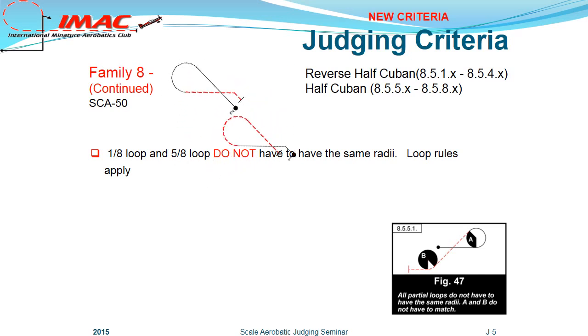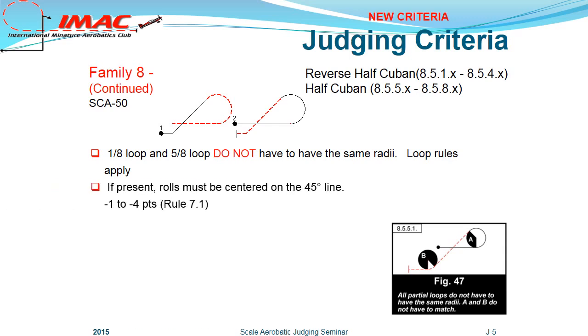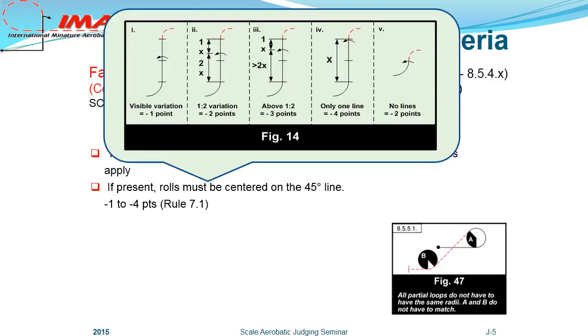Here are reverse half cubans, shown in Figure 1, and half cubans in Figure 2. These figures consist of a 1/8 entry or exit loop and a 5/8 loop connected by a 45-degree line. The radii on the part loops do not have to match, however all the standard looping rules apply. Rolling elements can be placed on the 45-degree line, and if present must be centered. Deductions range from 1 to 4 points using Figure 14 in Rule 7.1 as a reference.